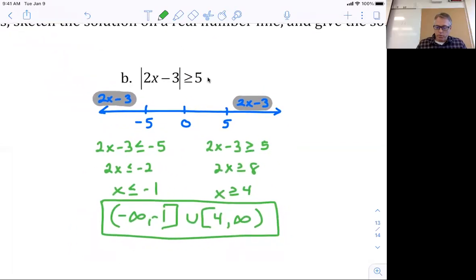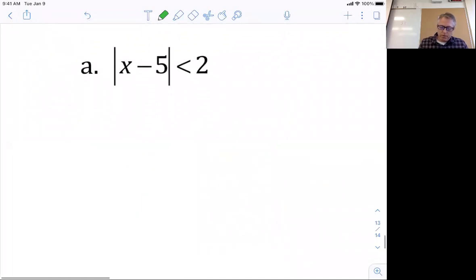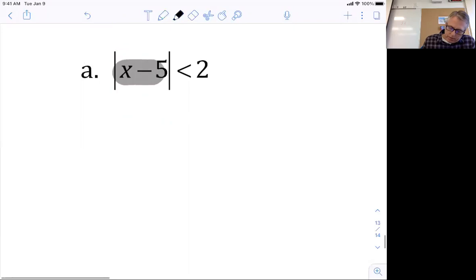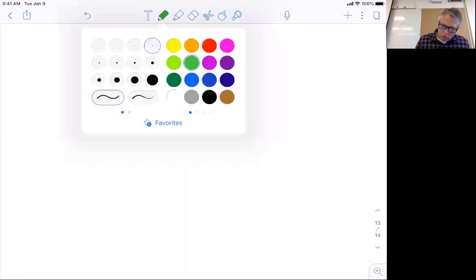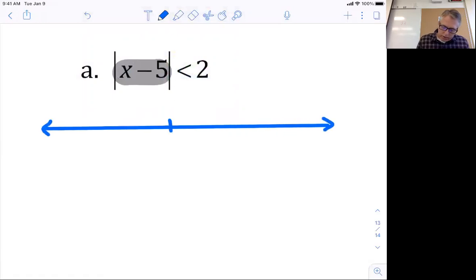All right, let's do another one. So for part A, all right, this stuff underneath the black blob, we want that less than 2 units away from 0. So this is how you would visualize. You don't have to write this out every time when you get used to them, but hopefully it's helping as we start. Here's 0. Here's 2 units to the right.